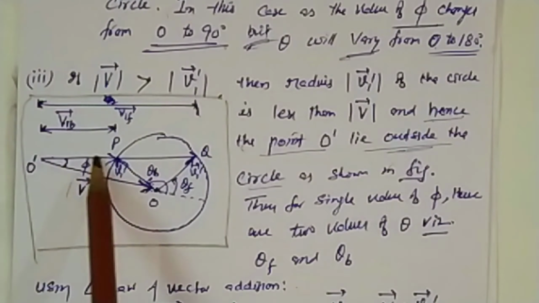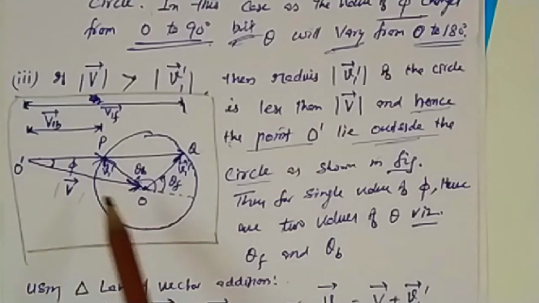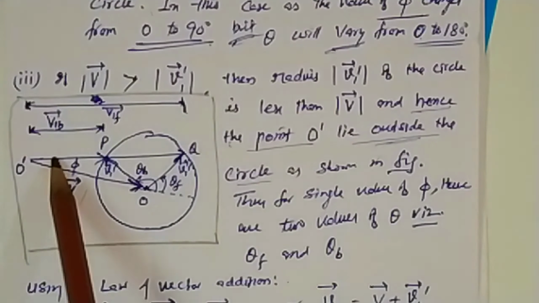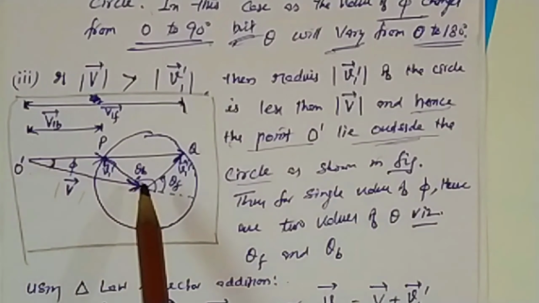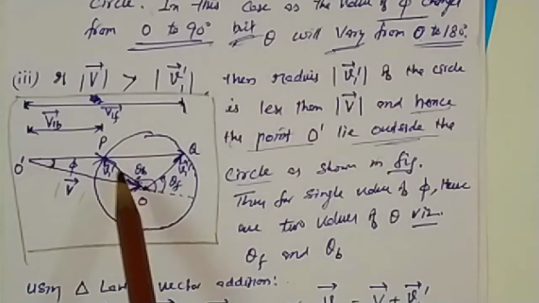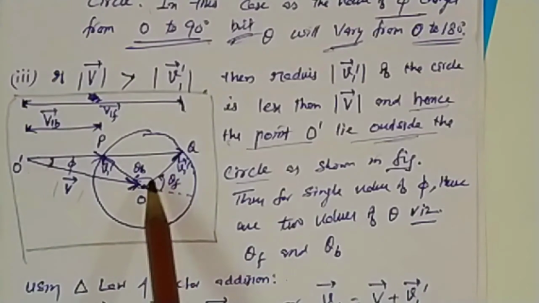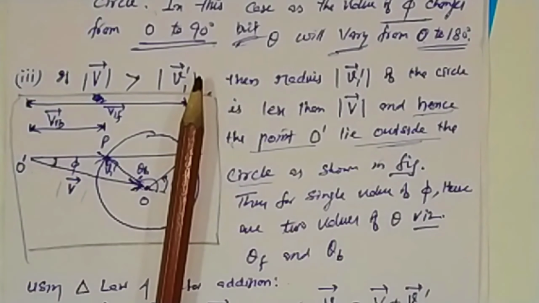And from this circle, it is clearly indicated that for a single value of phi, the angle of scattering in lab system, there are two values of theta for which V1 dash and V1 dash are equal. This is the radius of the circle. That means the velocity of the scattered particle in center of mass system is the same, but for two angles of scattering. So this angle theta F is the angle of scattering in the forward direction, and theta B is the angle of scattering in the backward direction.